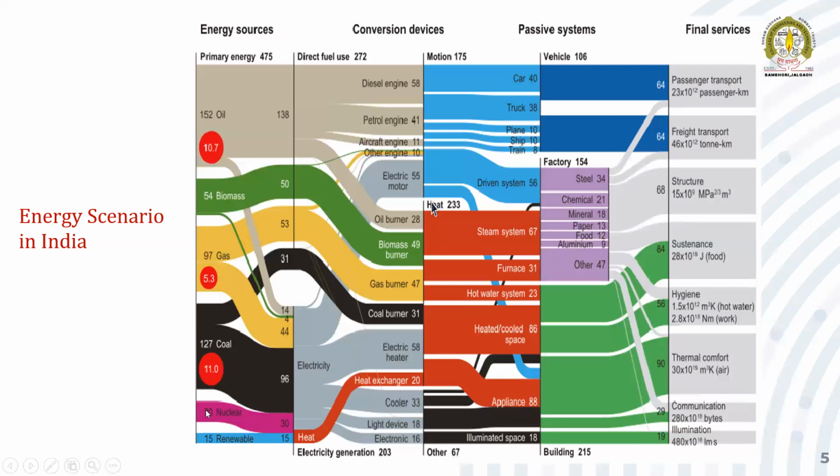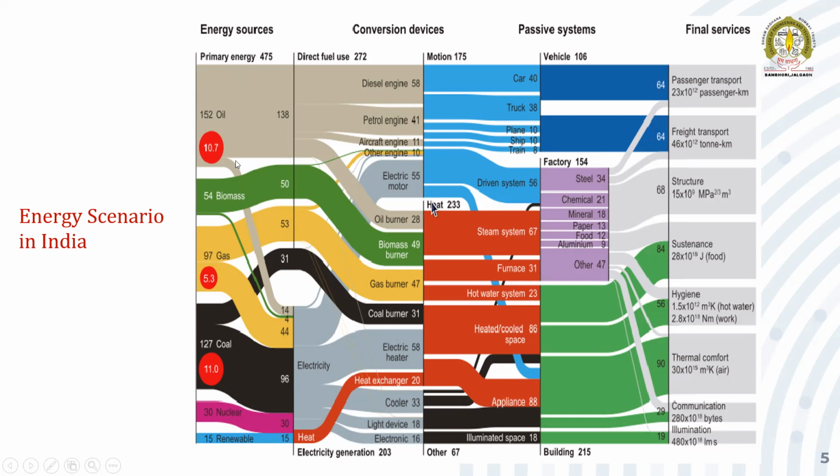Whereas nuclear is used entirely for the conversion to electrical energy. Renewable energy is also used for electrical energy conversion and also for heat conversion. Now gas: we are using gas in different types of gas burners in cooking applications and in many industries, and it is also used for energy conversion. Next is biogas. Very little biogas is used for the conversion to electrical energy, but most of the biogas is used in biogas burners.